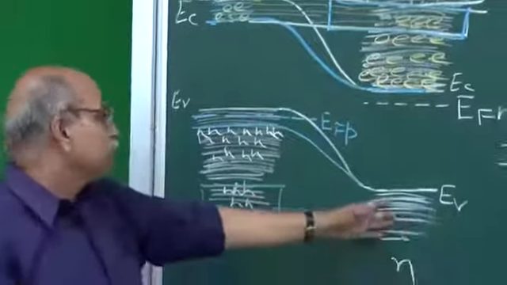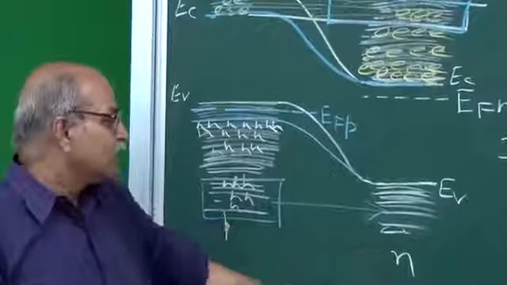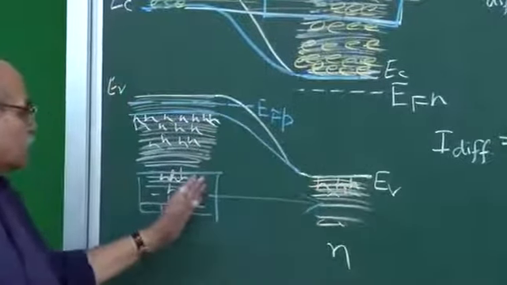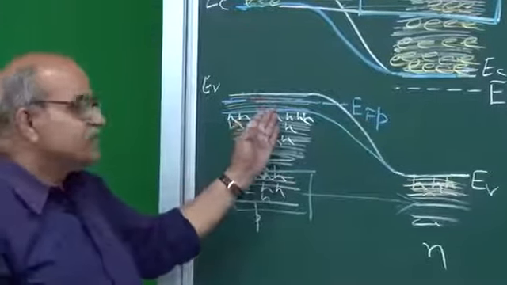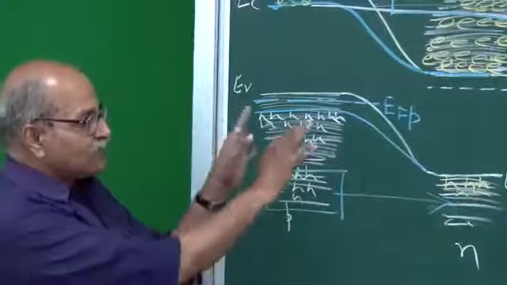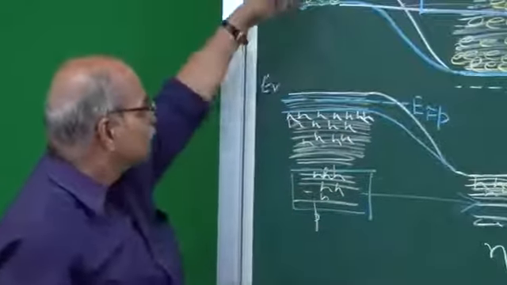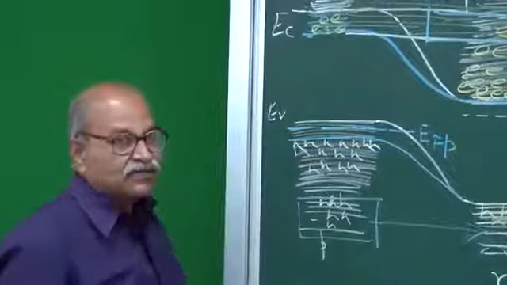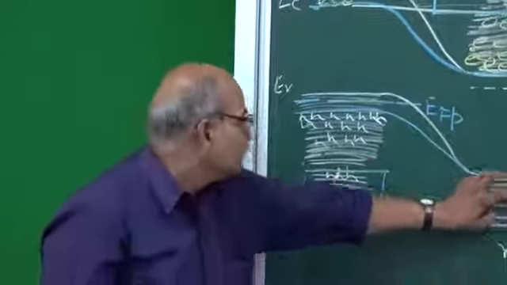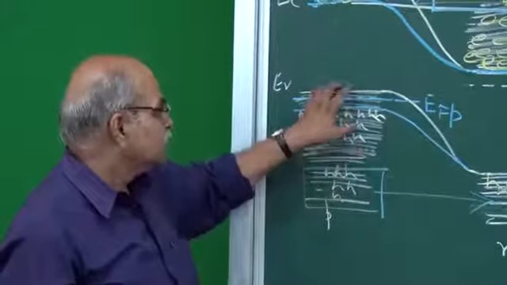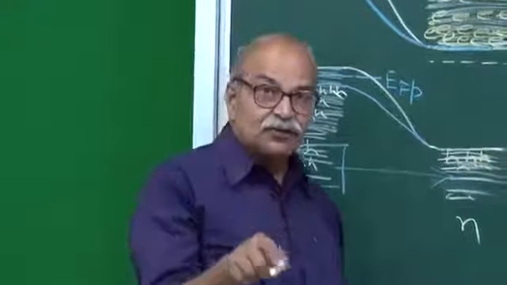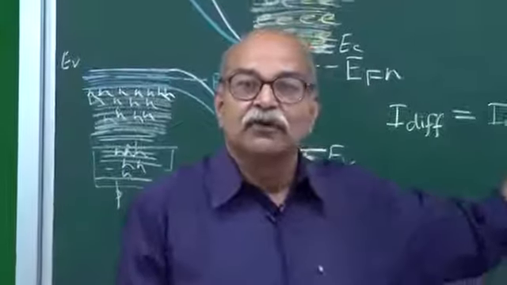Similar is the case for the minority carriers on the other side. On this side, the minority carriers are holes. If they want to come here, no problem whether EV is here or EV is here. These holes can always come to this side. For small voltages, and generally the voltages are small, not as large as 1.12 eV or so, you are only concerned with this area, and here the hole will come independently whether EV is here or here. So the message is the drift current is not going to change significantly because of this forward biasing.